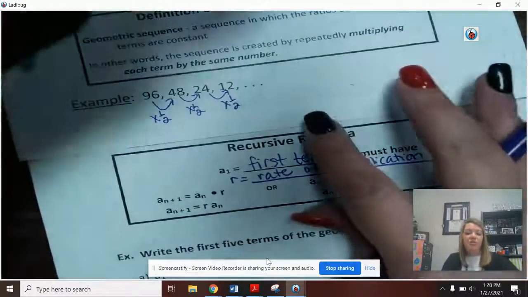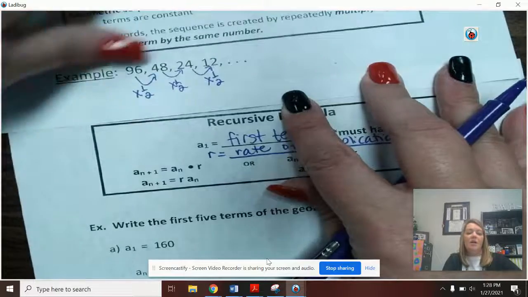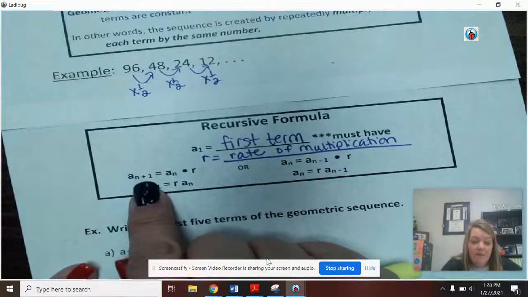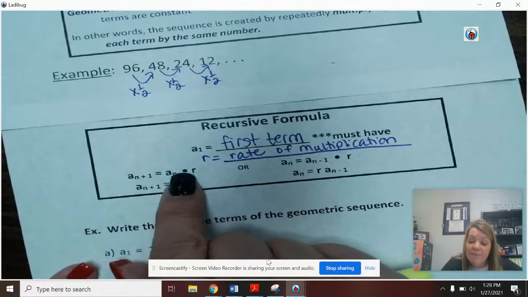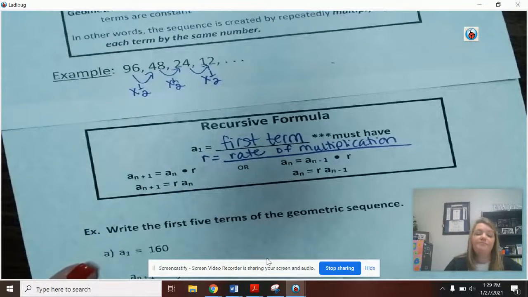So when I look at this one, I've got 2 different formulas for it also. And again, I prefer the one that starts with just A sub n, but you've got A sub n plus 1 equals A sub n, and it's times R. So with our arithmetic sequences, this was plus D because it was plus the difference. Well, for geometric series or sequences, it is times R because you're going to multiply by whatever that rate is that we're going by on this one.